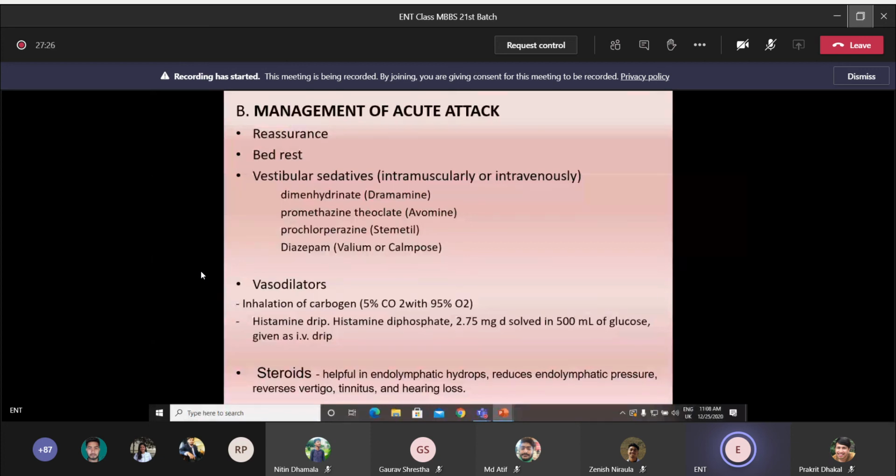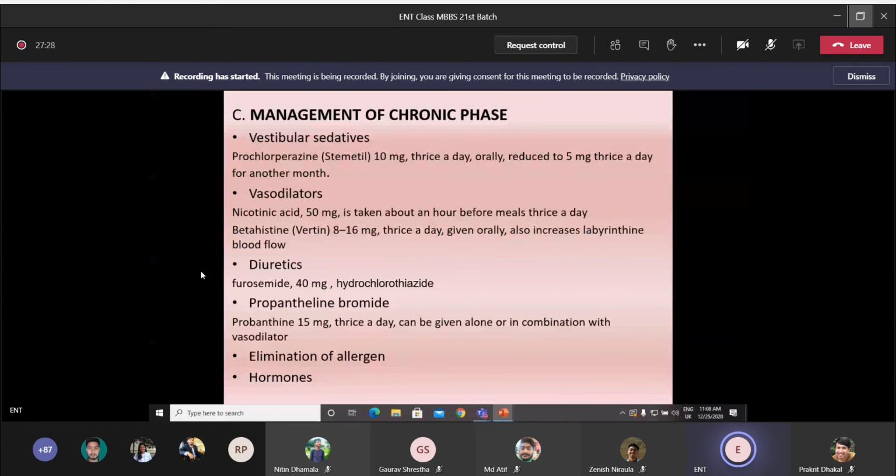patient has. Now, again, when you have to manage a patient in the chronic phase, what do you do? Again, give them vestibular sedatives, but this has to be given for a longer period of time, okay? You can start off with 5 mg.